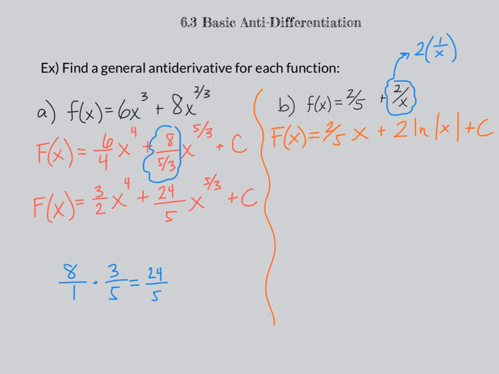Great. Again, you can check your answer by taking the derivative of this. The derivative of 2/5 x is 2/5. The derivative of 2 ln of x is 2 times 1 over x, or 2 over x. The derivative of this potential constant here, nothing.